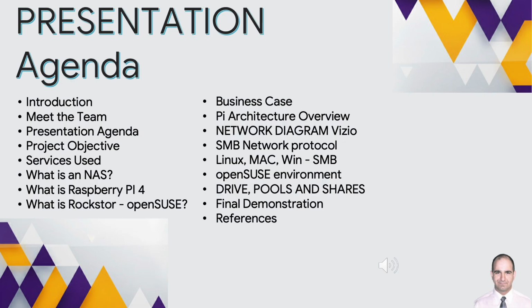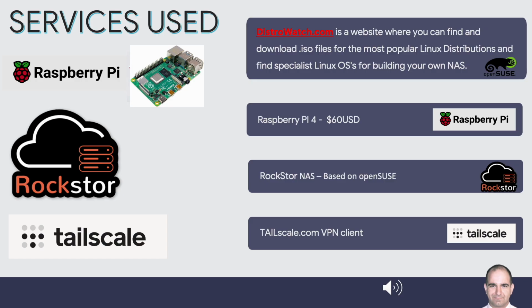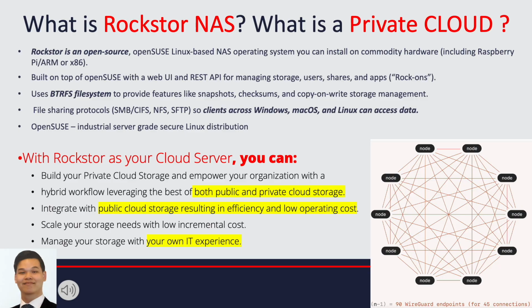This is our presentation agenda, which services we used. We use DistroWatch, a website where you can find and download ISO files for specialist Linux operating systems for building. We used a Raspberry Pi 4 with Rockstor NAS and Tailscale VPN for secure remote access. Let's go ahead and start talking about Rockstor NAS.